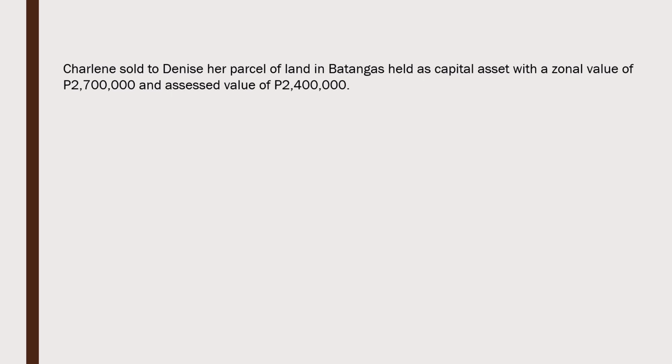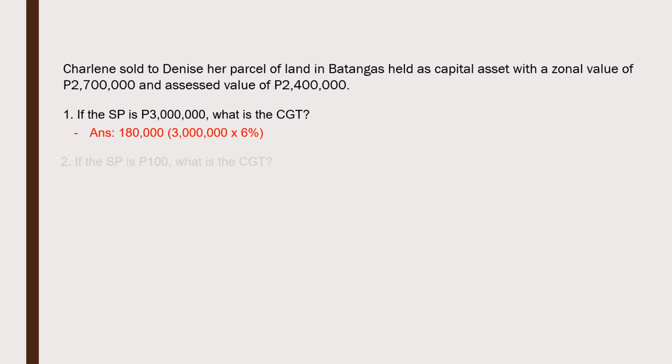Next, Charlene sold to Denise her parcel of land in Batangas held as capital asset with a zonal value of 2.7 million and assessed value of 2.4 million. If the selling price is 3 million, what is the capital gains tax? So we know that the tax base is the higher of fair market value and selling price. So that's 3 million, which is the highest, times 6% is 180,000.